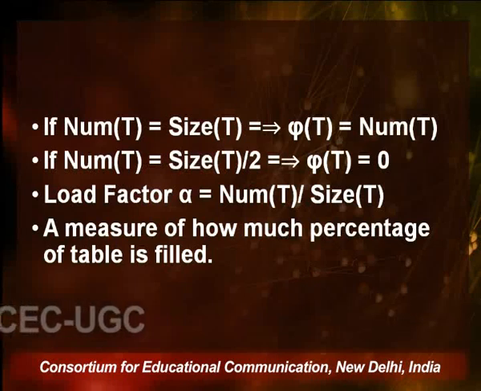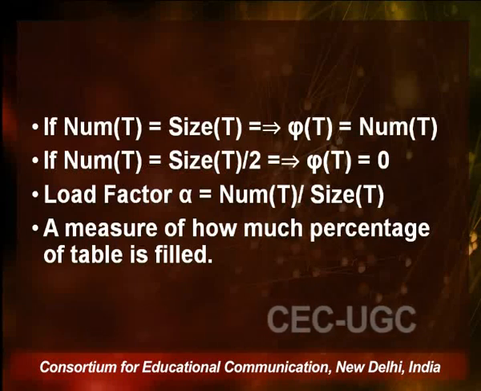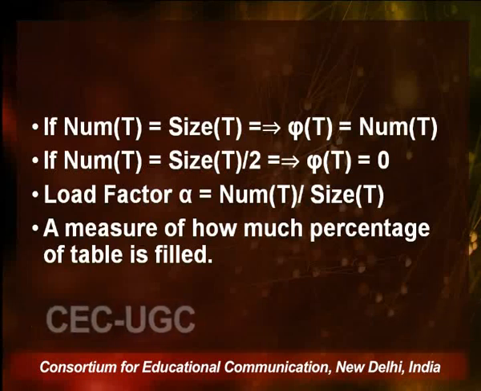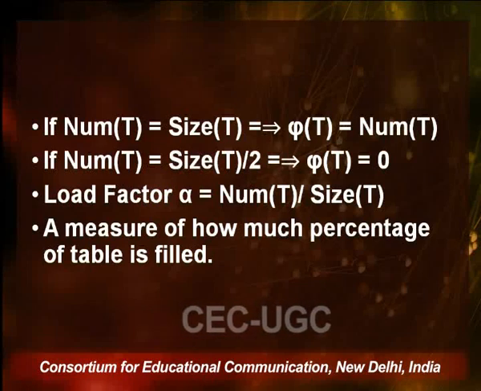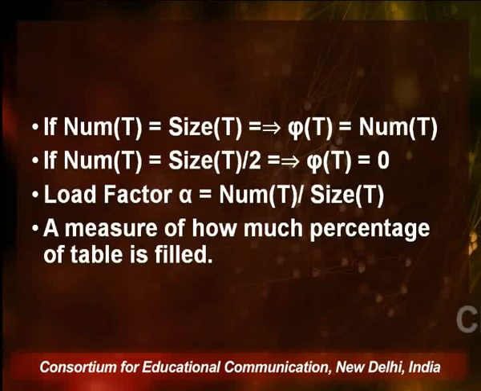Then if we have num t equal to size of t divided by 2, that means my table is half full, right? Number of elements is equal to half of the size. So we have a half full table. In that situation, if you calculate phi of t, we are going to have 0 here.